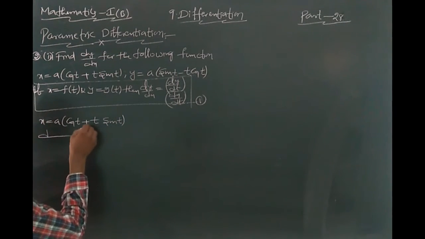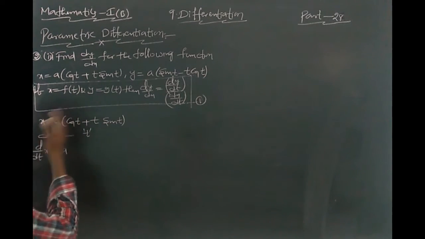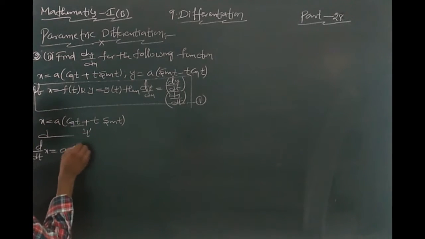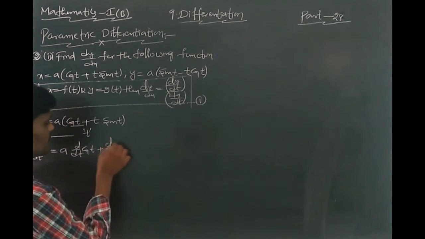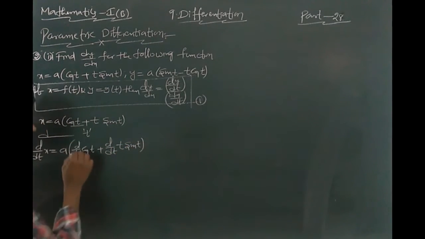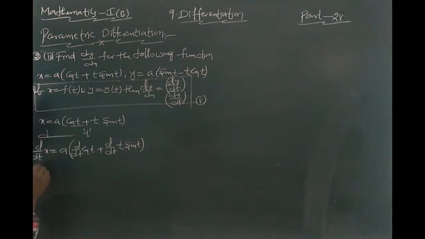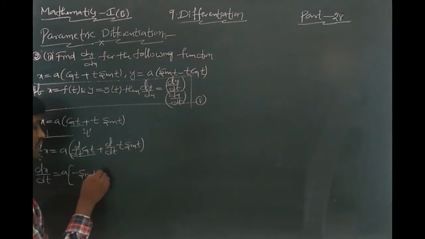Take the derivative on both sides with respect to t. Then you get d by dt of x is equal to a get common. A is constant. First function derivative, d by dt of cos t, plus second function derivative, d by dt of t sin t. Here dx by dt is written as a into the derivative of cos t. Cos t derivative is minus sin t.